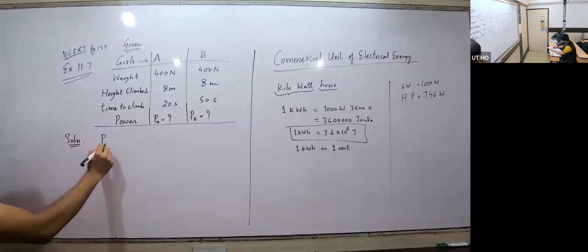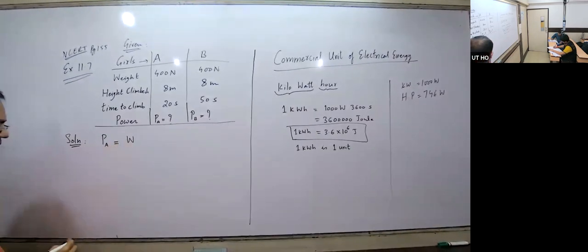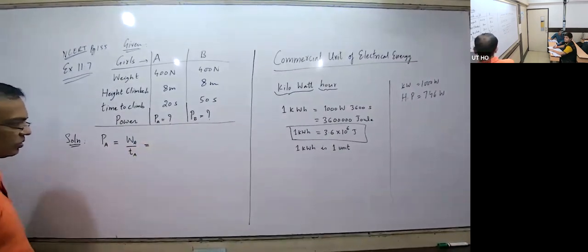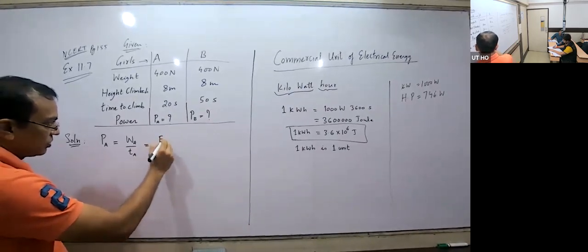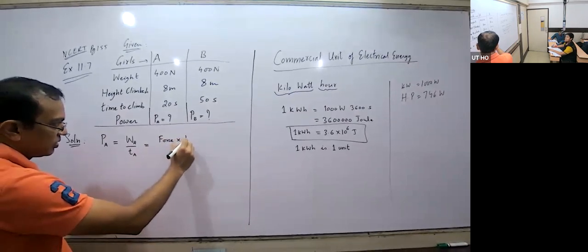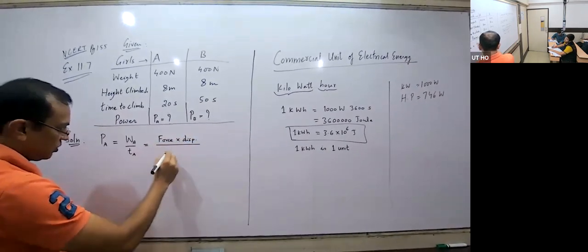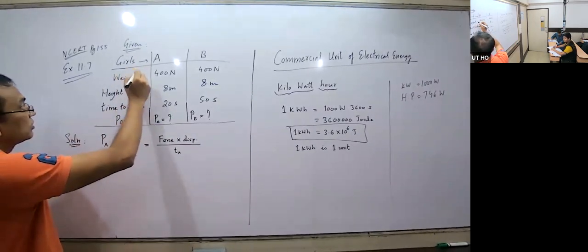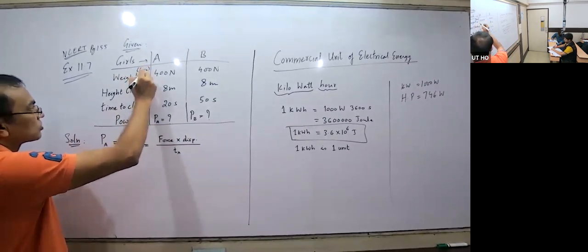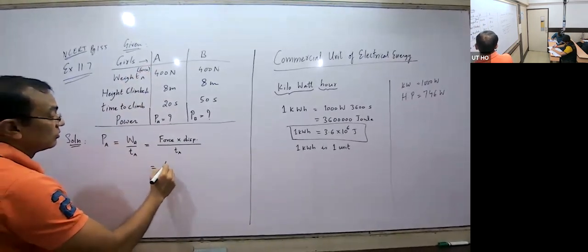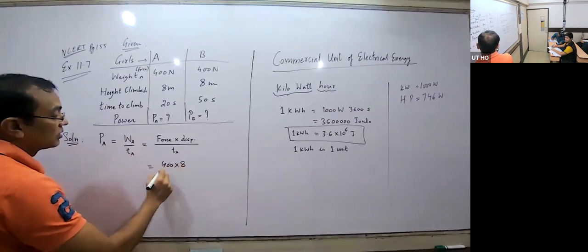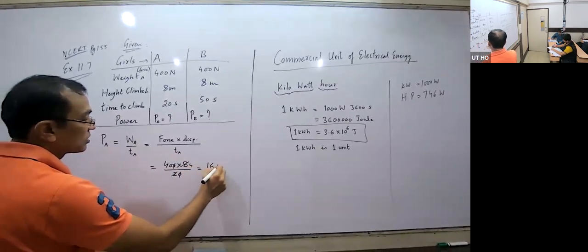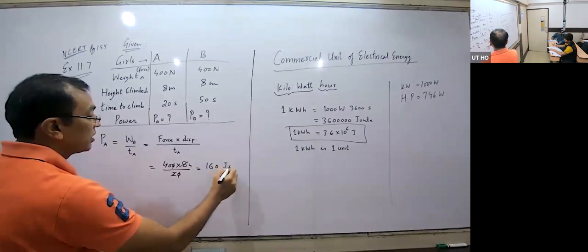So what is the power by A? Work done by A divided by time spent by A. What is the work done formula? It is force into displacement, right? Upon time. Now force is nothing but weight only. Weight itself is force. So this is 400 newton. Displacement is A. Time spent is 20. So this is 160 joules per second or watt.